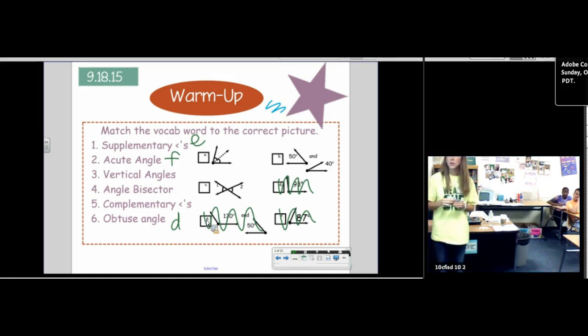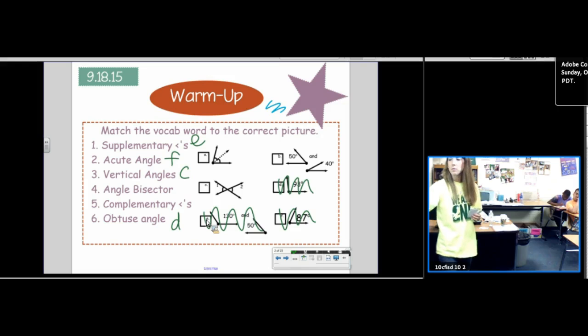Alejandro, what do you think? Which ones are vertical angles? You only have 3 choices left. Good. Those are vertical angles, and we'll learn more about that later.